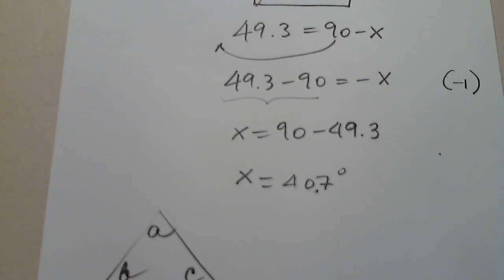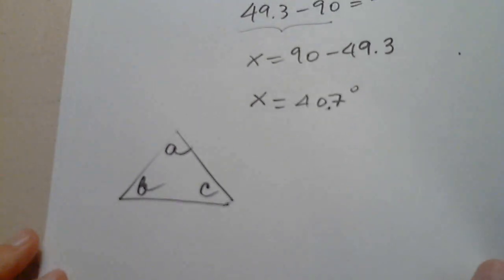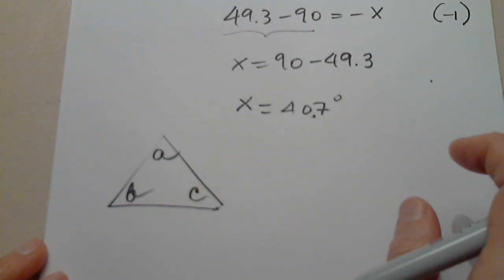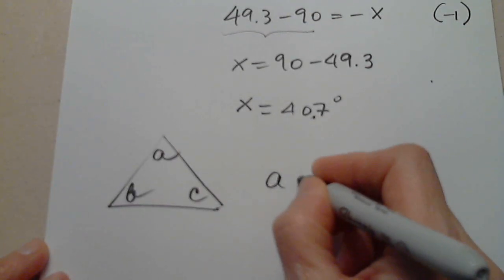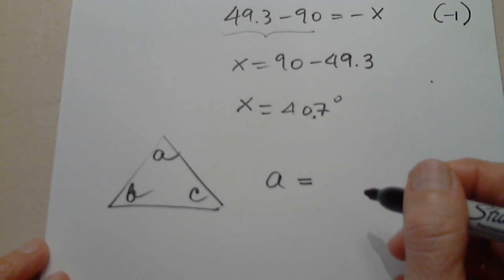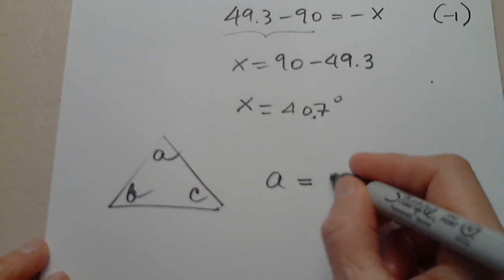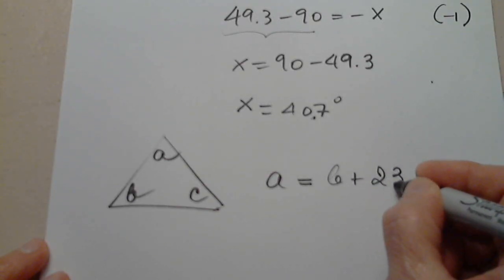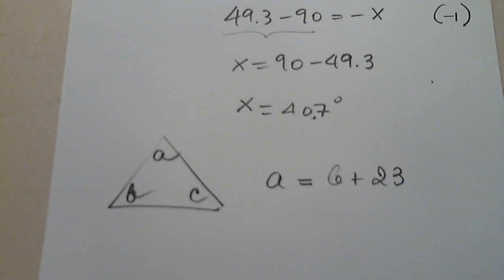Okay, so now, the first angle is 23 degrees more than the second one. How do I write that? Well, we can do A is first, B is second, and C is third. So A equals what? B plus 23. Good. Very good. Let's read on.